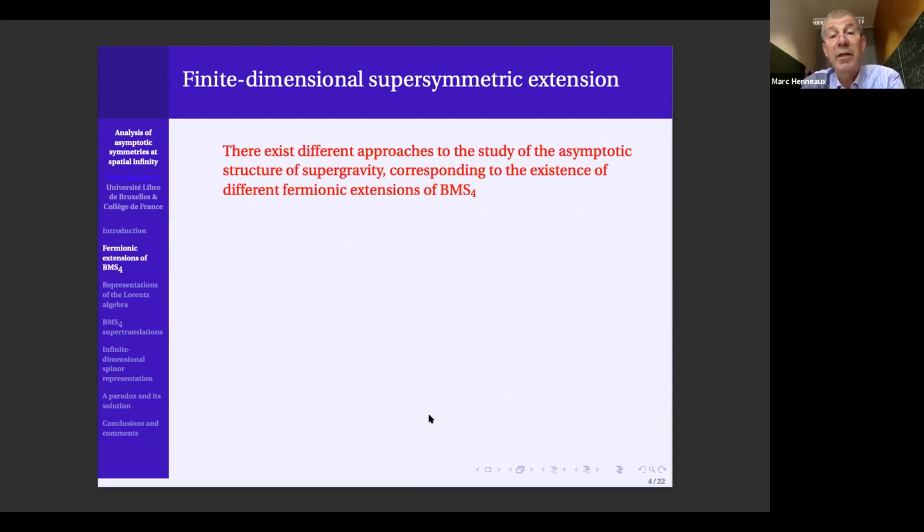Now, there exists, as always, I mean, the Lagrangian does not completely define a theory. You need boundary conditions, and there are different approaches, at least two, but there are more, I'm sure, to the study of the asymptotic structure of supergravity. And they lead to different fermionic extensions of the BMS4 algebra.